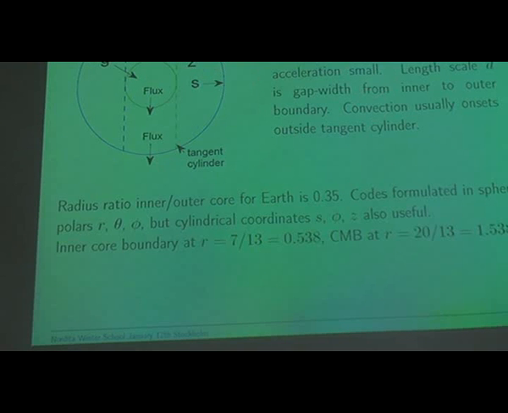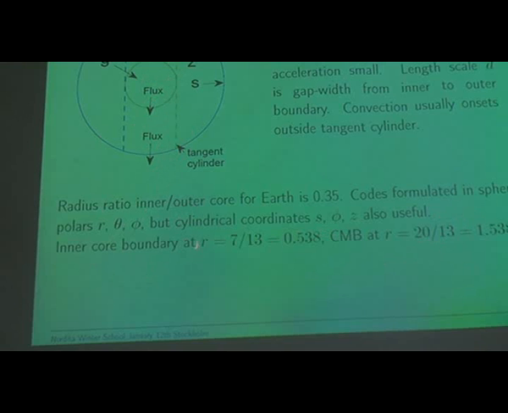Okay, so let's go through the basis of the model. All the models I'm going to be talking about are essentially spherical geometry models, connected with the picture I was describing of the Earth's core. This is the core mantle boundary, this is the fluid outer core, and that's the solid inner core. The radius ratio for the Earth is about 0.35, and nearly all the codes have used 0.35 exactly. So the inner core boundary is at r of 7 over 13, and the outer boundary is at 20 over 13, so the unit distance is the distance between the inner core boundary and the outer core boundary.